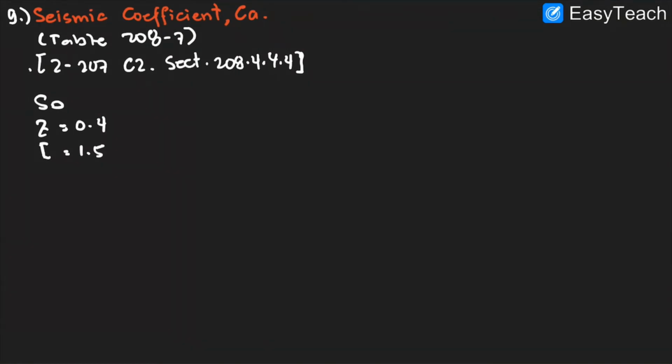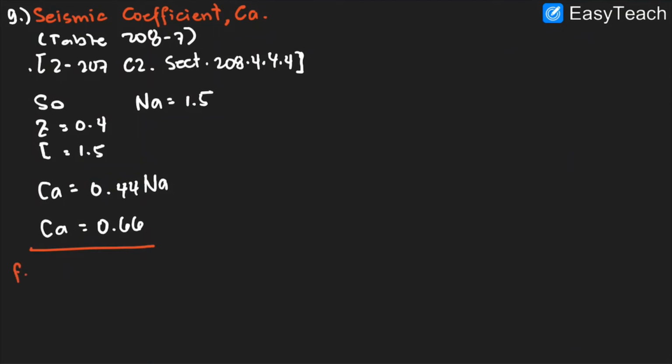So hanapin sa Ca. Ca, stiff soil, zone 4. Ano yun? That is 0.44 Na. Identified the Na, base kanina, of 1.5. Substitute, Ca is now equal to 0.66.